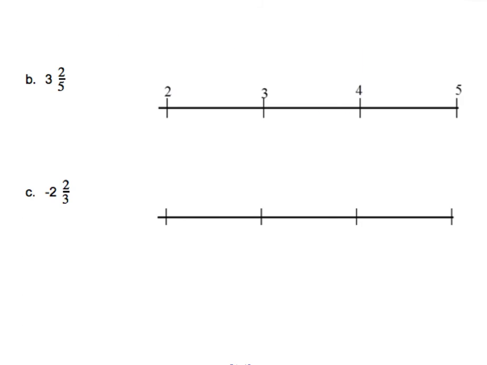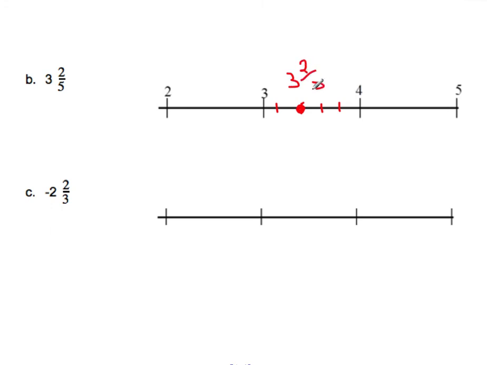3 2/5. I start at 3. It's a positive number, so from 3 I'm still going to go to the right. The 5 tells me I divide them into 5 equal spots. So 4 lines, 1, 2, 3, 4, gives me 5 equal distances, and I'm going 2. And then I label my point, 3 2/5.